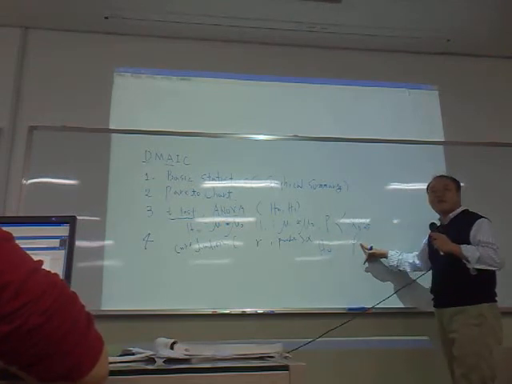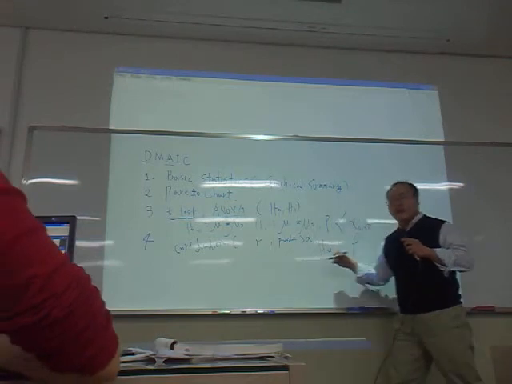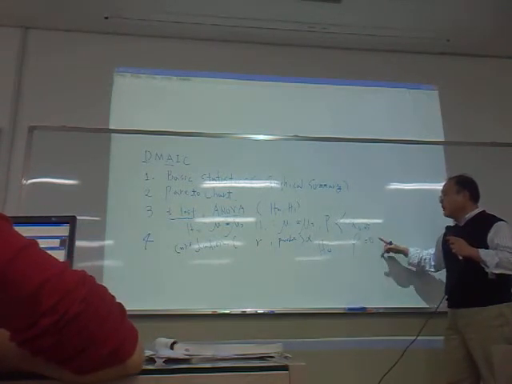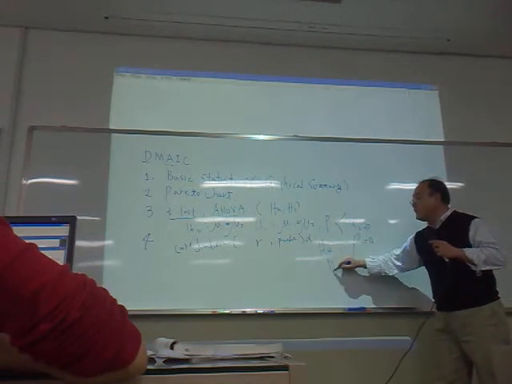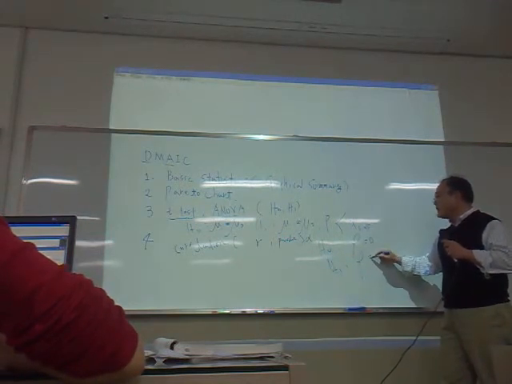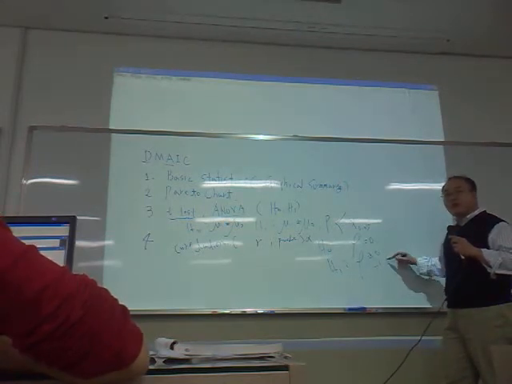Rho, this one is for the population. H0 is rho equal to 0. That means it's not related. H1 is rho is not 0. Negative or positive.